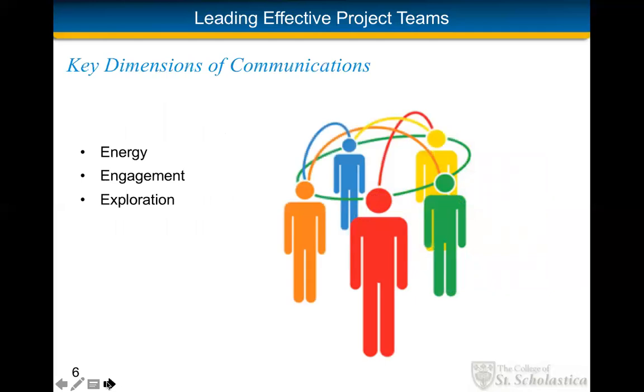A central need for effective teams or project teams is to communicate well. Dimensions of effective communication include energy, how the team members contribute to the team communications as a whole, engagement, which relates to how team members communicate with each other, and exploration, related to how the teams communicate with other project teams, so communicating across project teams.